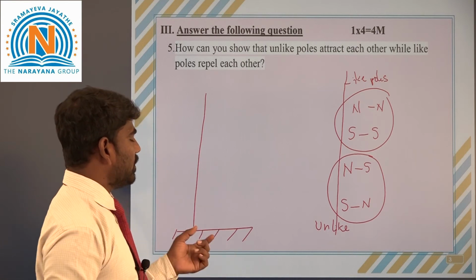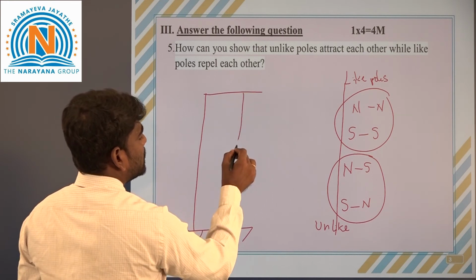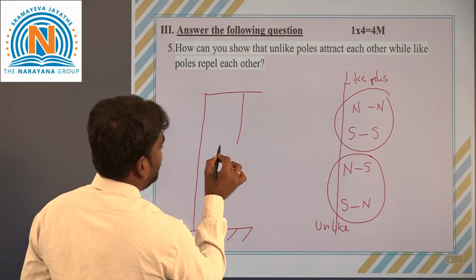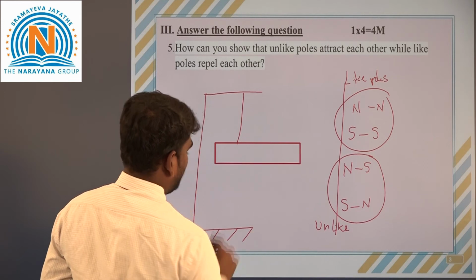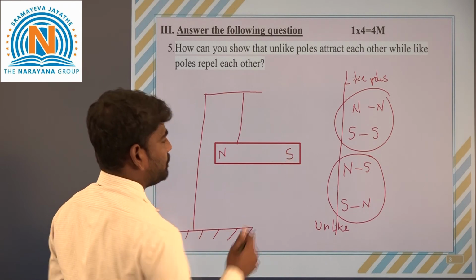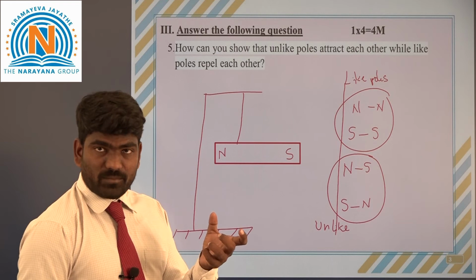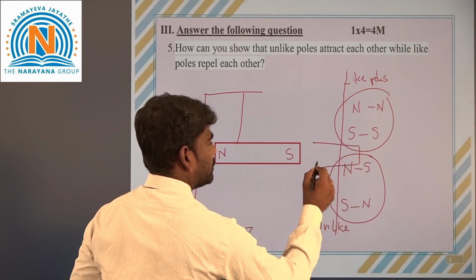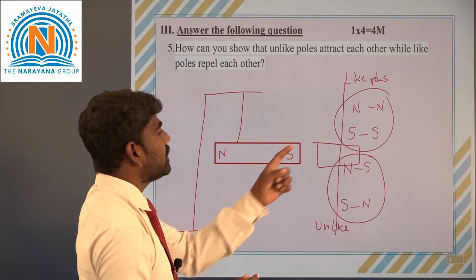So I am taking a stand here. On this stand I suspend a bar magnet. This bar magnet has a north pole and a south pole. Here I am taking one more bar magnet. In this, the first condition is north and north.